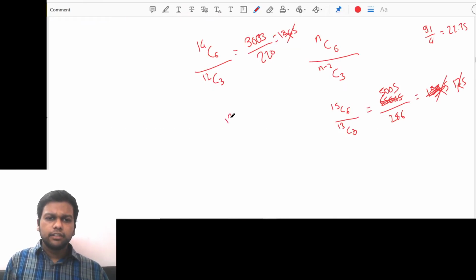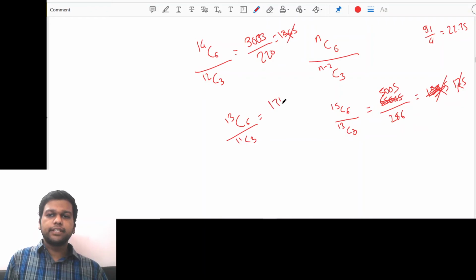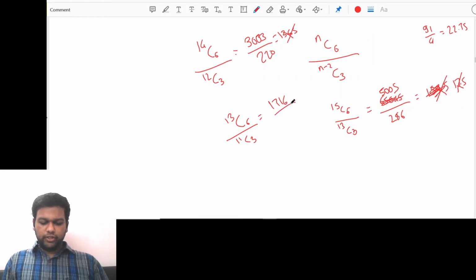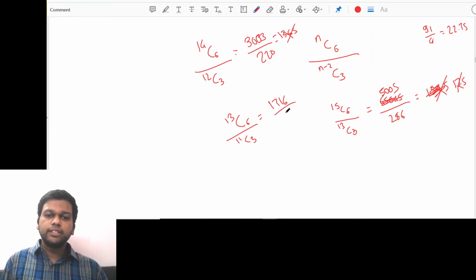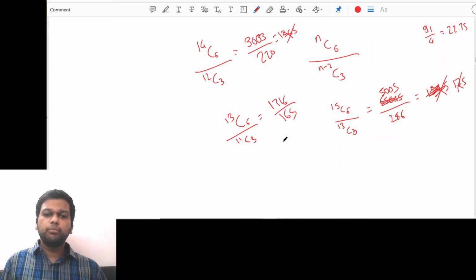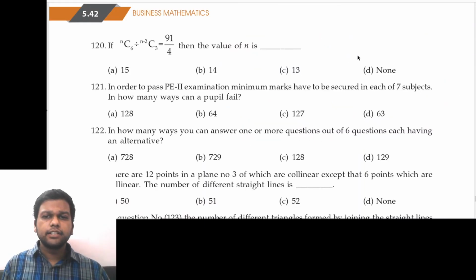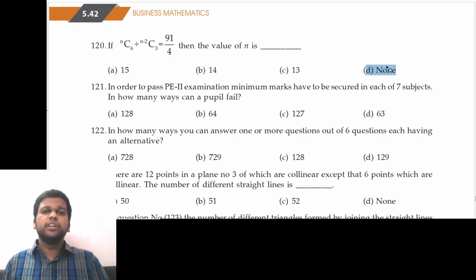Next is 13. Let's check 13C6 upon (13 minus 2), 11C3. 13C6 is 1716 upon 165. Let's check. 10.4. This is also not correct. So the correct answer is none of these, option B. Okay, so it is better to go by options. No need to solve this.